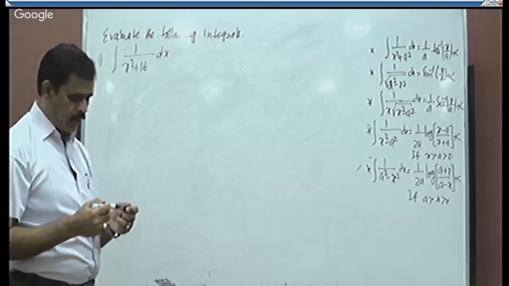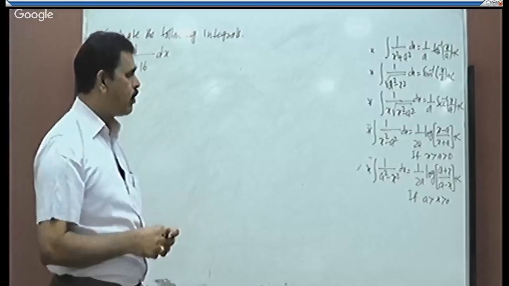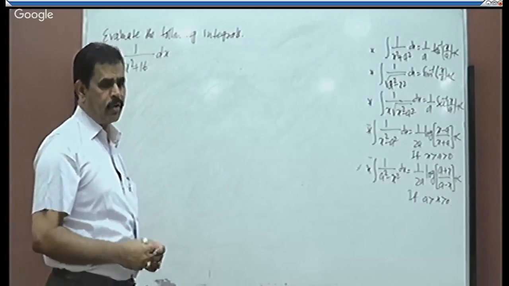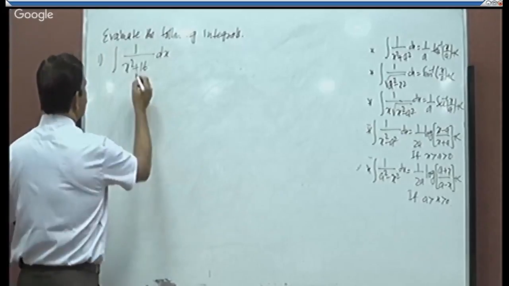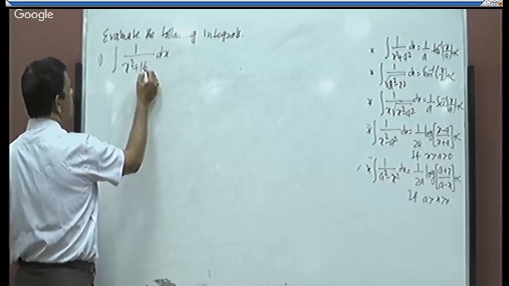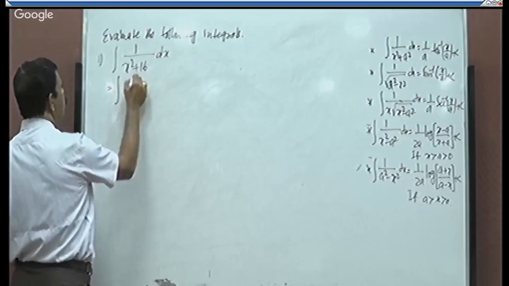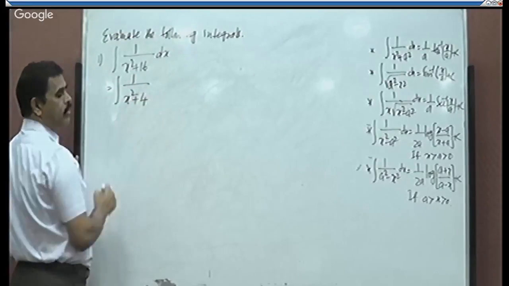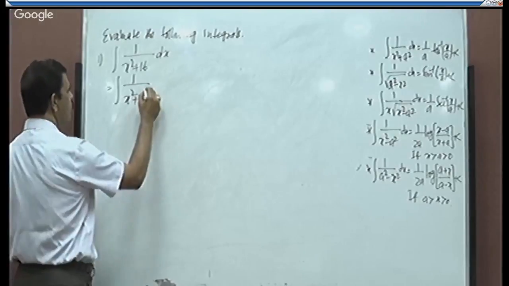So a is a constant, right? Only in place of a there will be different values. See, 1 by x square plus 16. Can I change this into x square plus a square form? 16 can be taken as 4 square. Is it right?